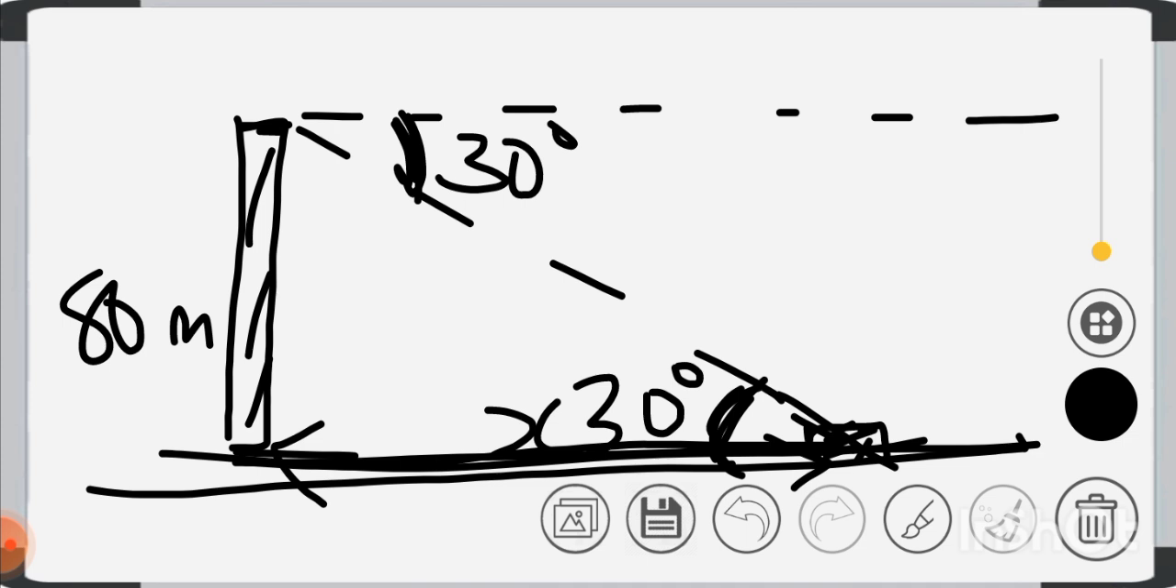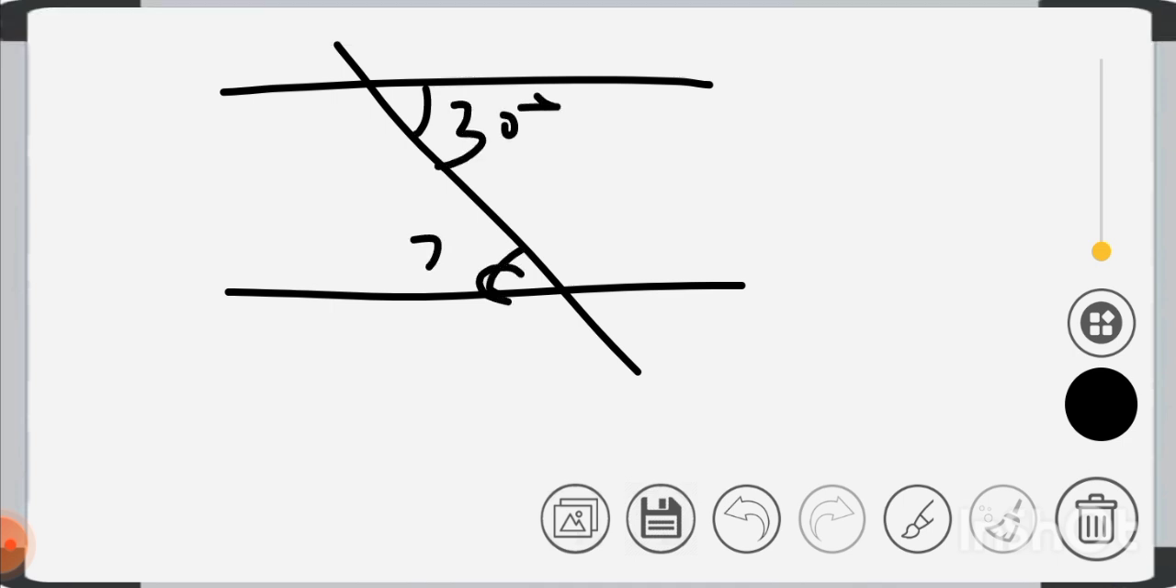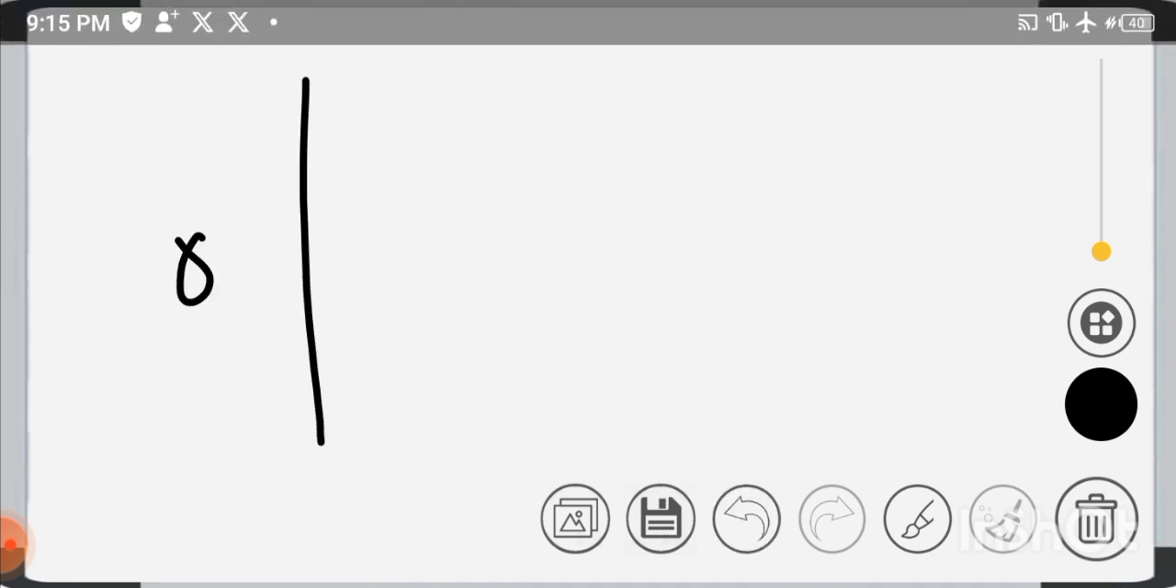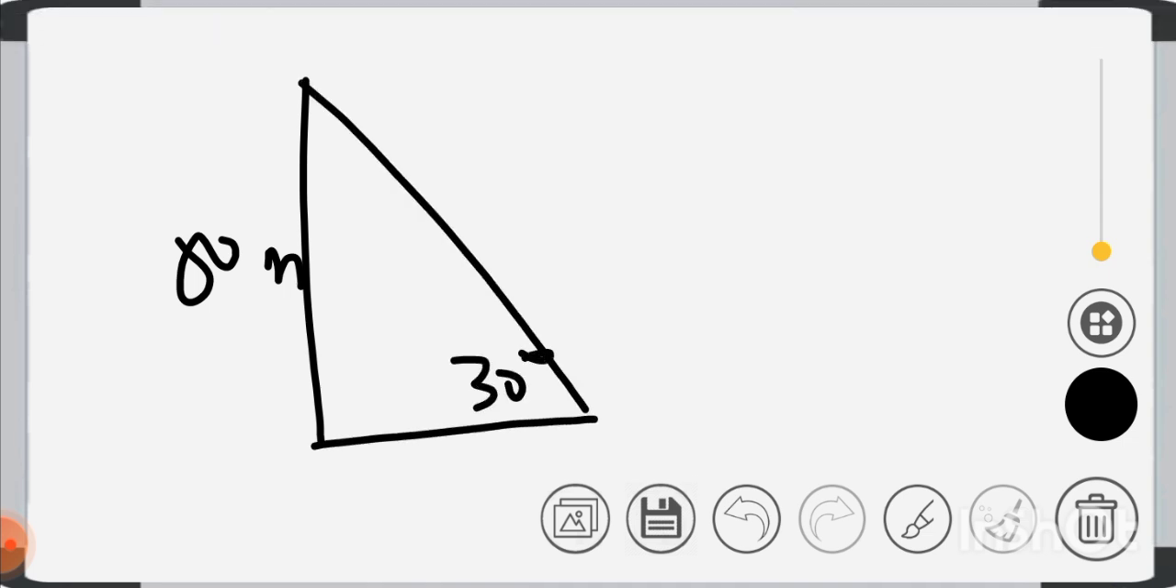Look at what we mean by alternate angles. You have two lines like this. This angle here is alternate to this. So this one is 30 degrees, this one is also 30 degrees. So let me just draw it out. We have 80 here, 80 meters. Then we have something like this. This one is 30 degrees, and this one is X.